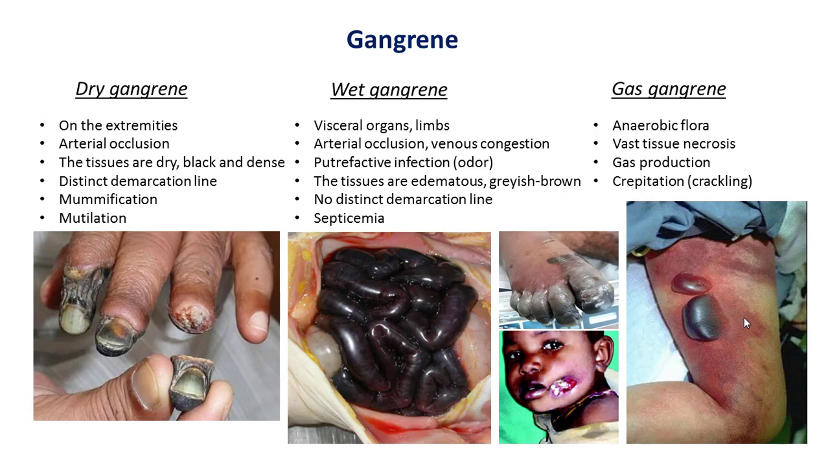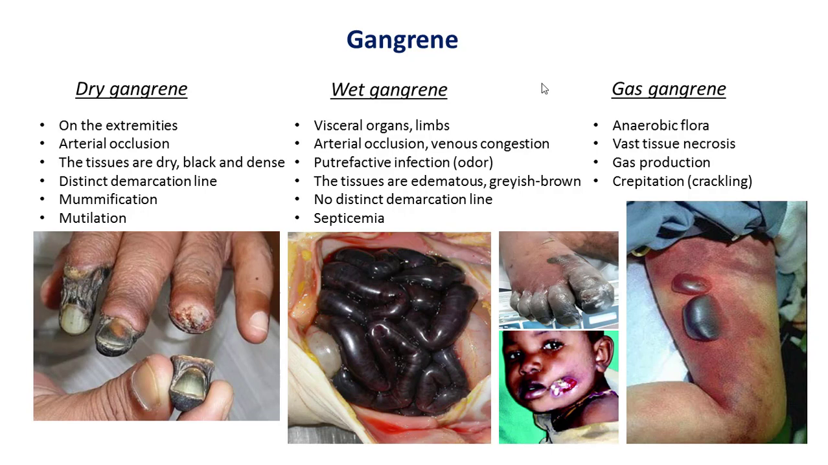Gangrene is a clinical morphological type of necrosis that occurs in the tissues contacting with atmospheric air. It could be of three types: dry gangrene, wet gangrene, and gas gangrene. The dry gangrene usually occurs on the limbs, usually lower limbs. The dry gangrene is caused by arterial occlusion, and in this gangrene the tissues become dry, black in color and dense. So mummification process predominates in this case. We also can see a distinctly seen demarcation line. Sometimes the necrotized tissue could be separated from the alive or healthy tissue, and this process is called mutilation. This is typical for dry gangrene only.